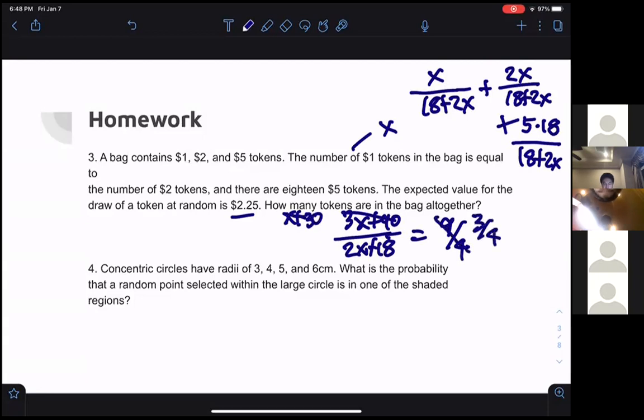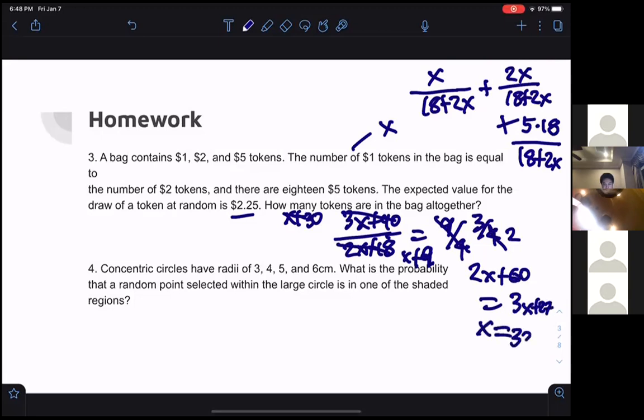And then we just cross multiply. Oh, we can also cancel a 2 from these. So we have 2X plus 60 is equal to 3X plus 27. Solving, we just get X equals 33, and you can confirm by plugging back in that this works.